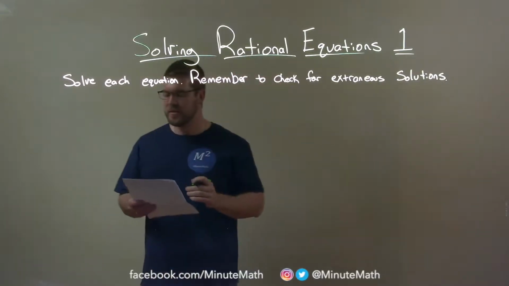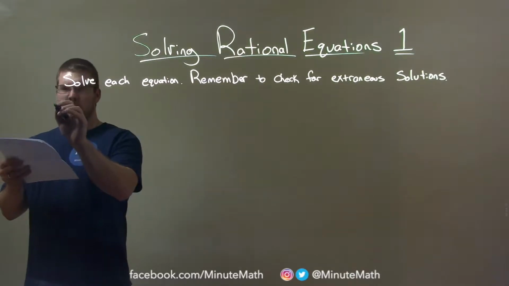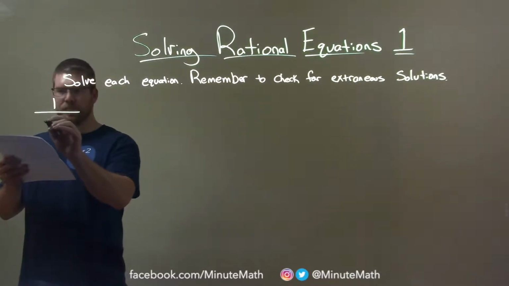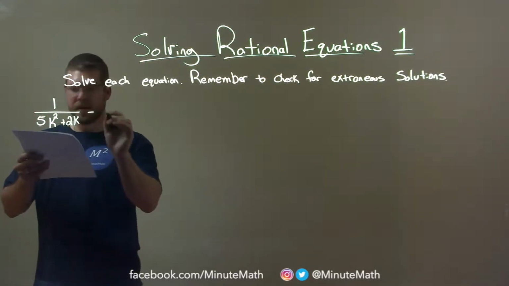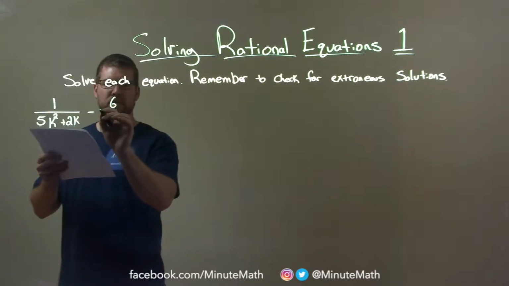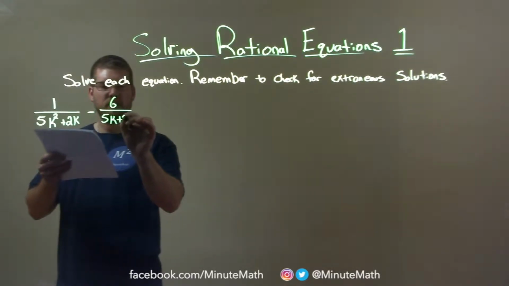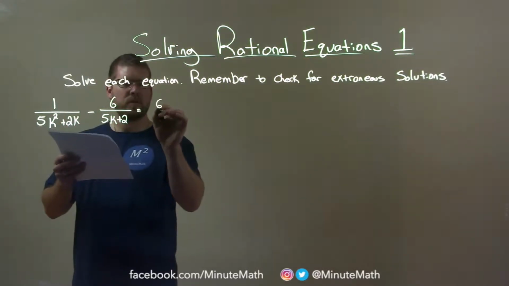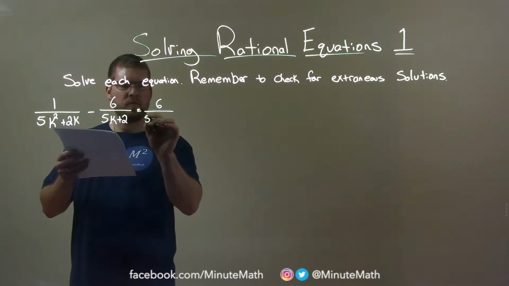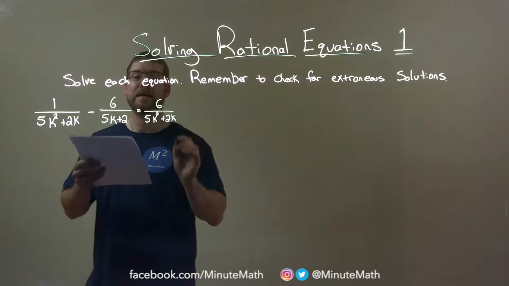So, if I was given this equation, 1 over 5k squared plus 2k, minus 6 over 5k plus 2, and that's equal to 6 over 5k squared plus 2k.